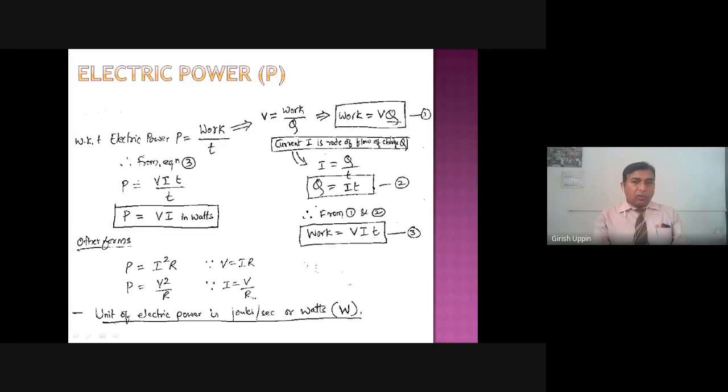Now we have work is equal to V into Q, and Q is IT, that is VIT. From equations 1 and 2, work is equal to voltage into current into time. We are going to replace this in this equation. So if you replace that, what are you going to get? P is equal to voltage into current into time divided by time. Time will get cancelled. What remains is the electric power is equal to nothing but the voltage into current.